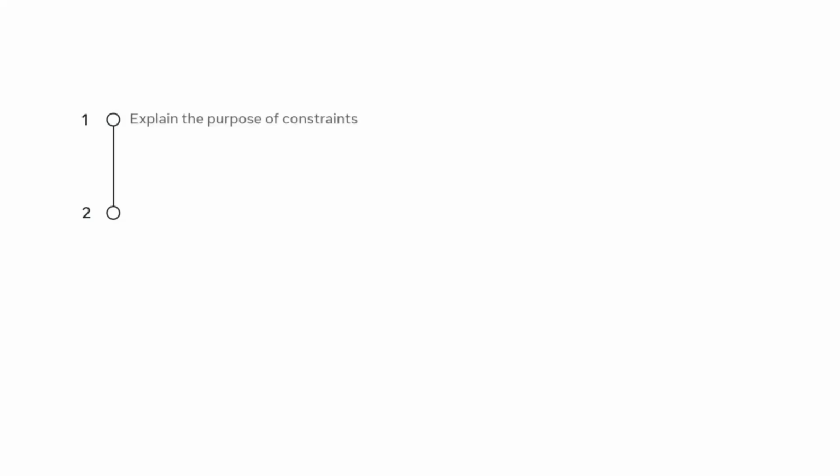To ensure the accuracy and reliability of the data in your database, you must limit the type of data that can go into your database table. In this video, you'll learn how to describe the purpose of constraints in a database and identify default constraints to set default values in a table.